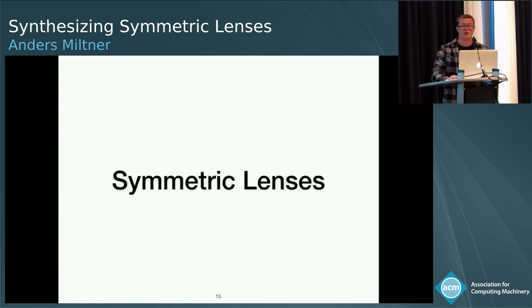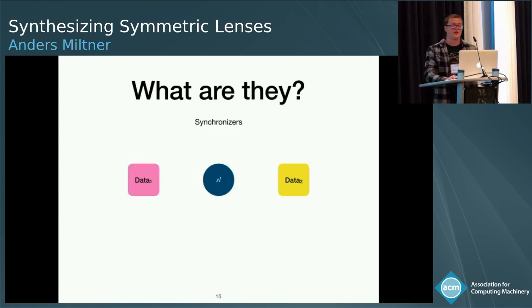So first, what are symmetric lenses? I often think of them in the context of synchronizers. If you have data in two different formats, data 1 and data 2, if I update data 1, I would like data 2 to get an update as well, updating the shared information. And if I update data 2, I would also like the shared information to be updated in data 1.